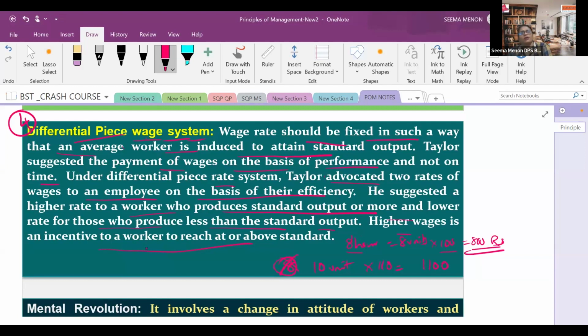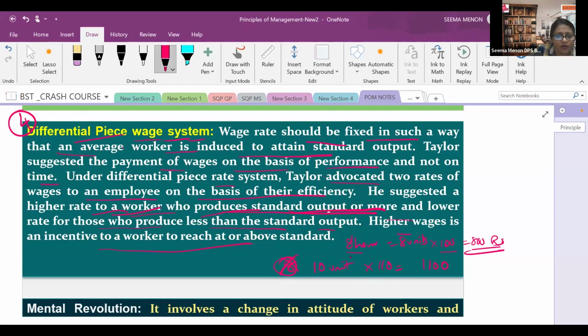This is only to motivate the employees to complete the task on time and to motivate them to engage more in their work. That is the major aim of the differential piece wage system. So what he suggested is a higher rate for workers who produce standard output or more. Even though they produce 8, they get only 100, but above 8 units, they will be getting 110 rupees. So definitely they will show that curiosity to manufacture more. Because of that, the organization's efficiency can be improved along with the quality also. So the standard output is compulsory to decide.